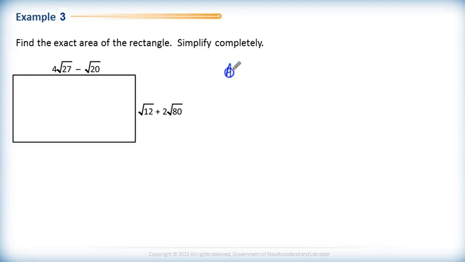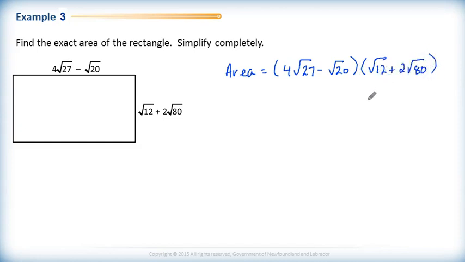In example 3, we have to find the area of this rectangle in exact form. The area is equal to the length times the width. The length is 4 root 27 minus root 20, and the width is root 12 plus 2 root 80. Now those numbers are fairly large, and we want to be able to simplify completely. So to help us with that later task, we're first of all going to express each of those radicals in simpler form where we can.